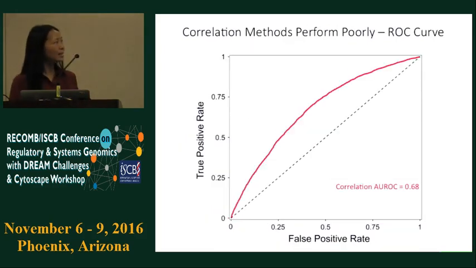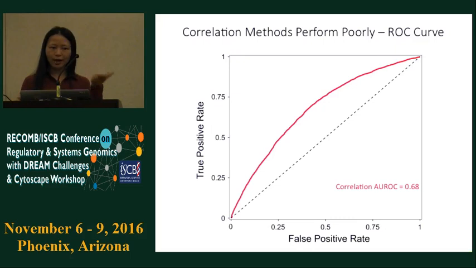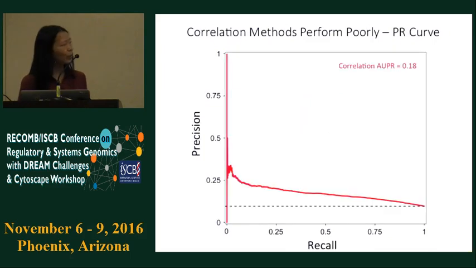So here is the baseline. This is the baseline of the correlation methods I mentioned earlier. If the element and gene signals are coordinated across a whole panel of cell types, you might predict they are linked with one another. The correlation method performs quite poorly. As you can see, the ROC curve has an area of 0.68, and the PR curve has an area under the curve of 0.18, if you just use correlation, using the chromatin structure data sets as the gold standard.